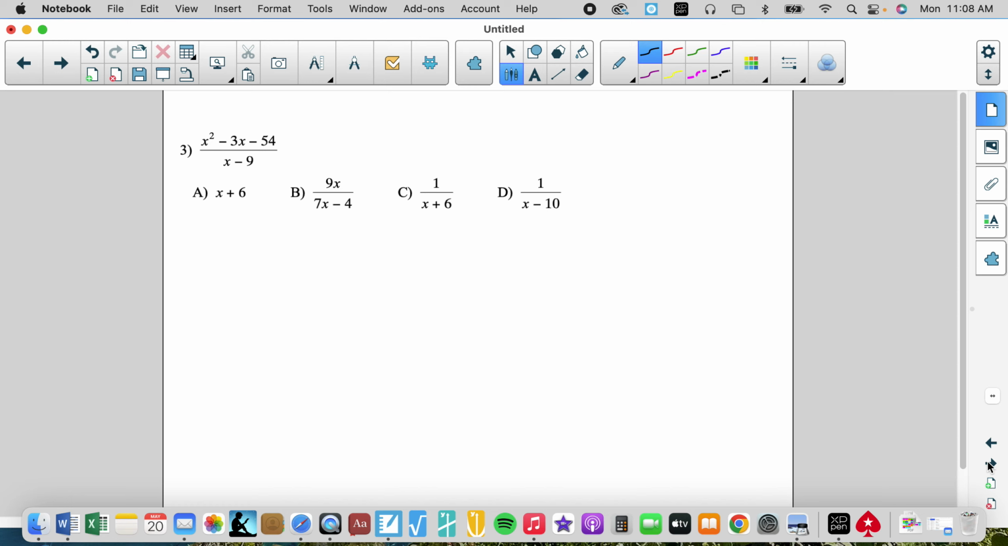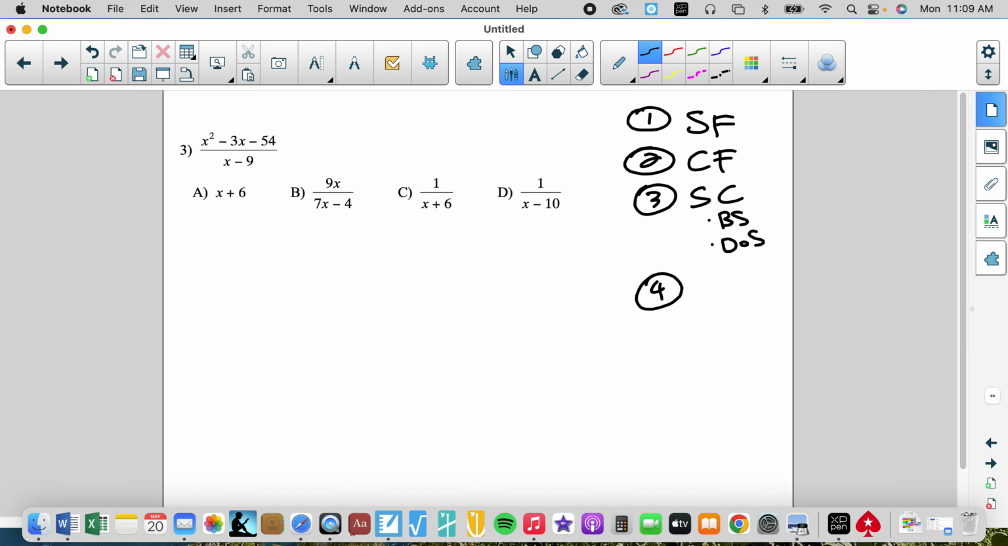Now I have addition and subtraction. So I'm thinking a couple things. When I want to factor, I have to keep these things in mind. Number 1, is it in standard form? 2, is there a common factor? 3, is it a special case? Is it a binomial square or a difference of squares? And then 4, if it's neither of those, we would do A times C.